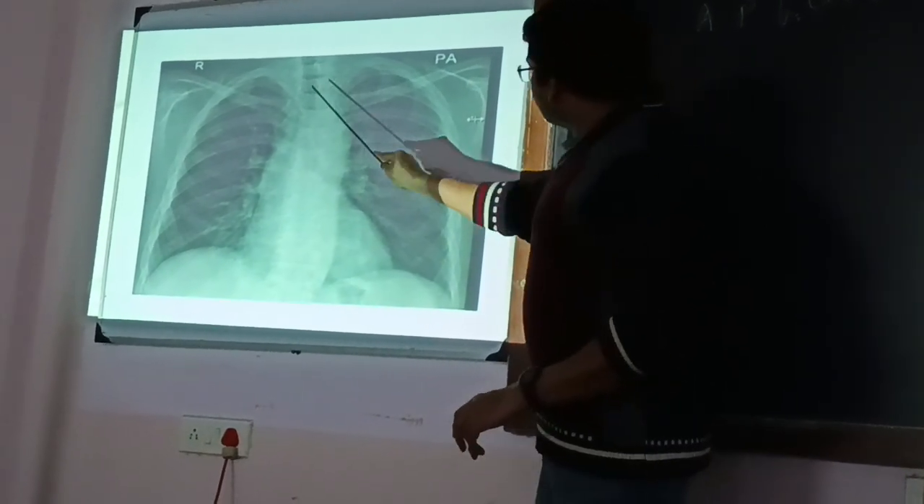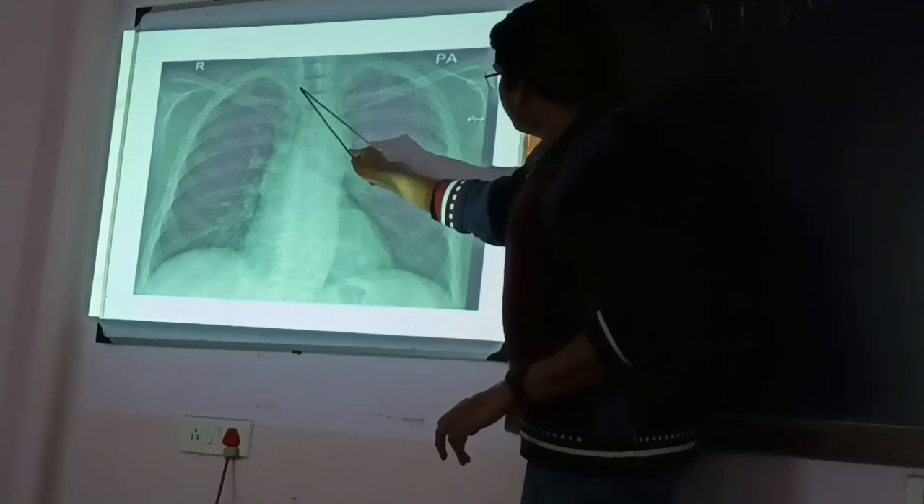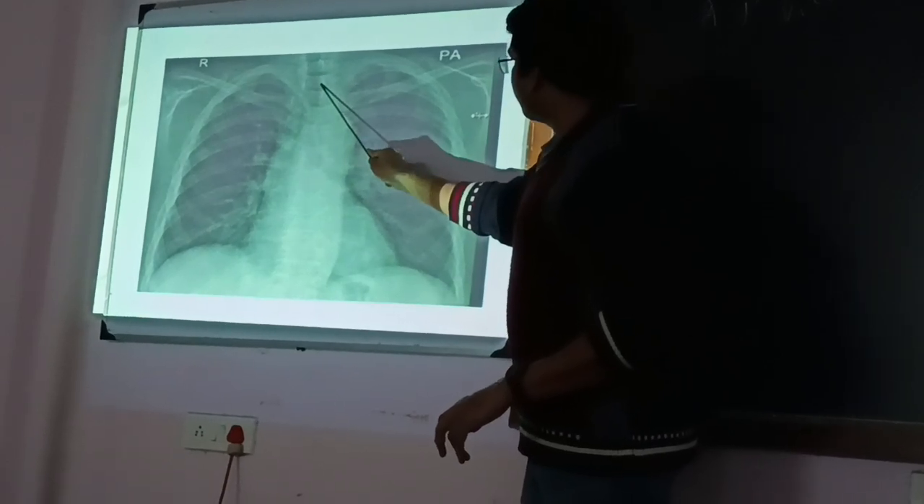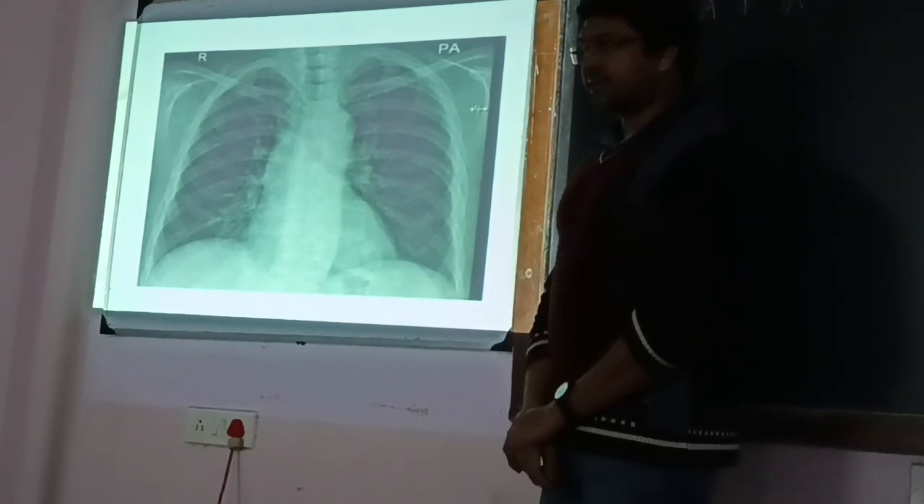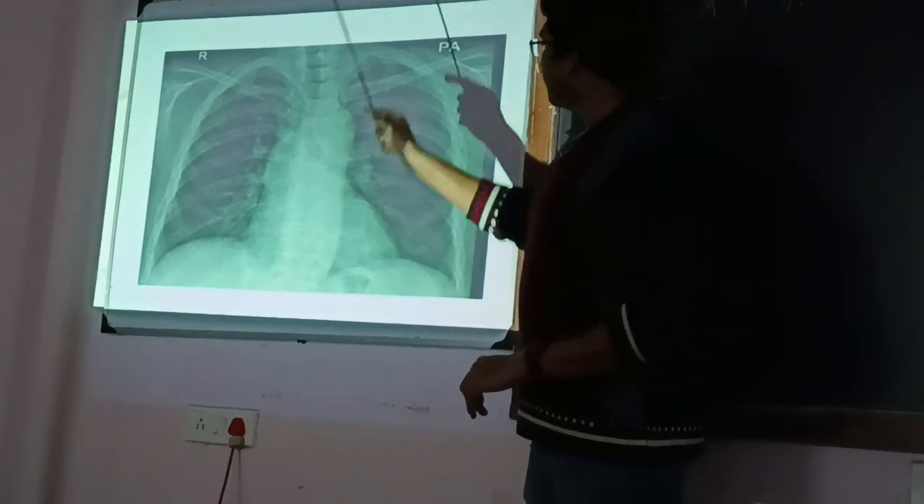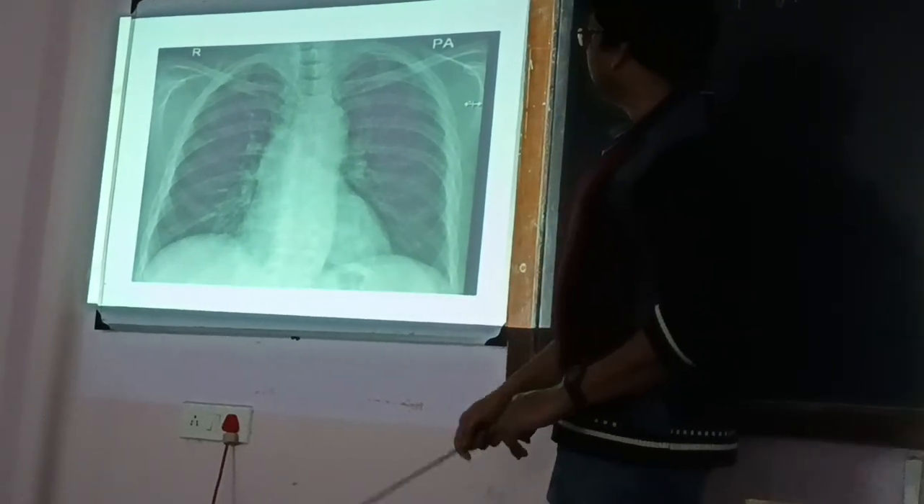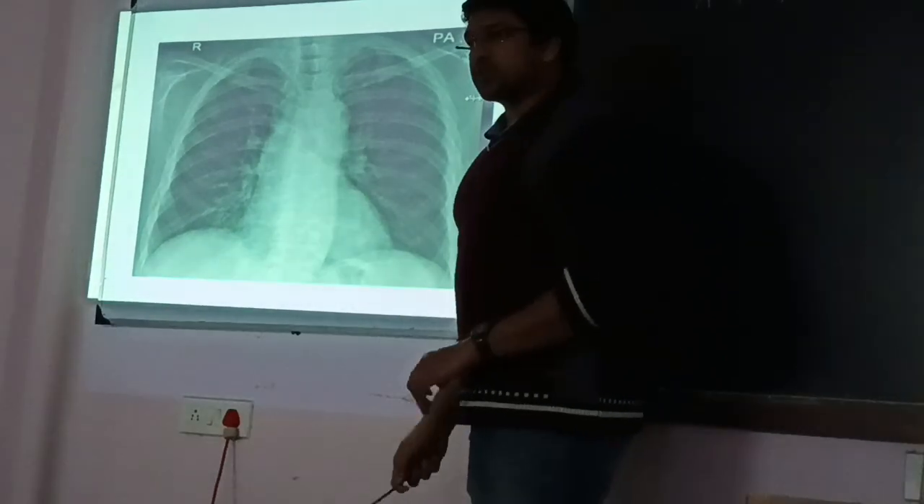Got it? So this is the entire body of the vertebra, and this is the spine of the vertebra, and this is the intervertebral disc above and below. Okay. So in this manner, you can identify the thoracic vertebrae over here. And let us see the other structures over here.